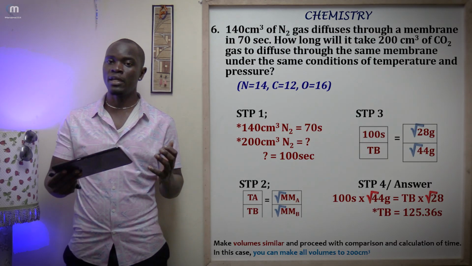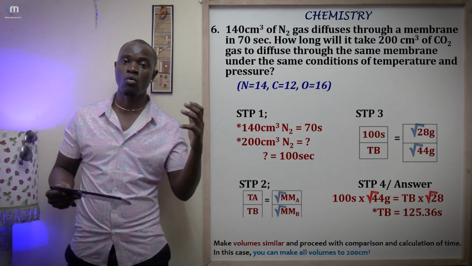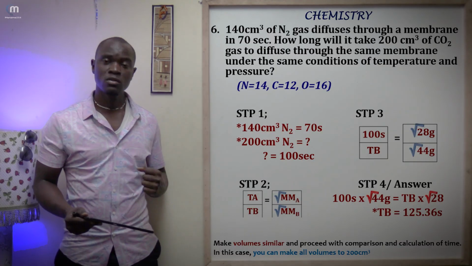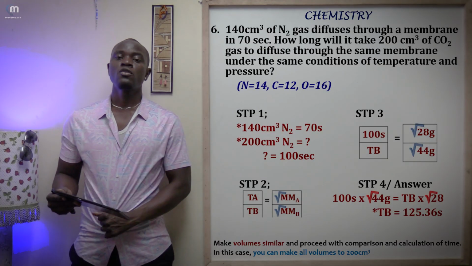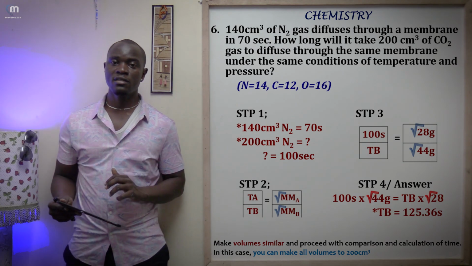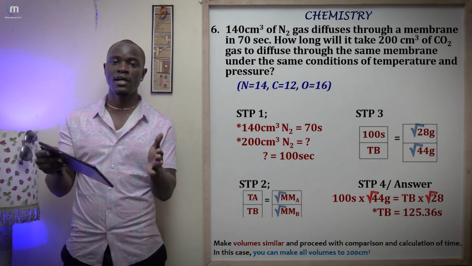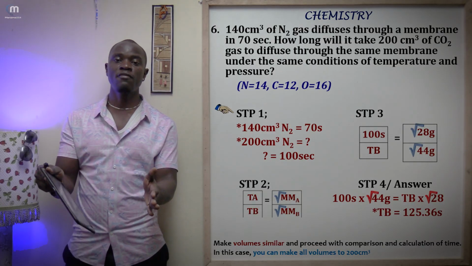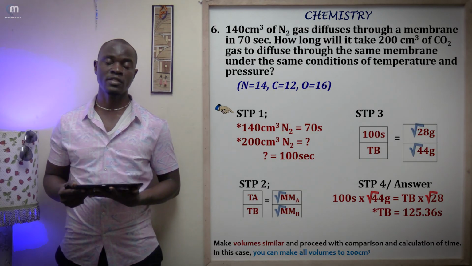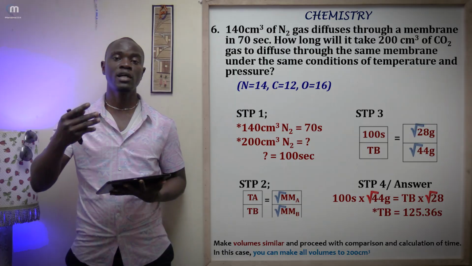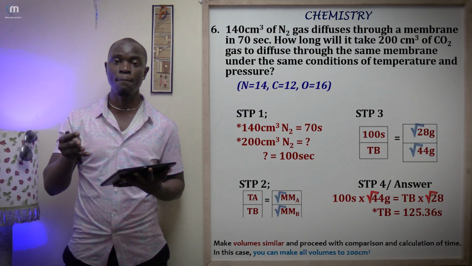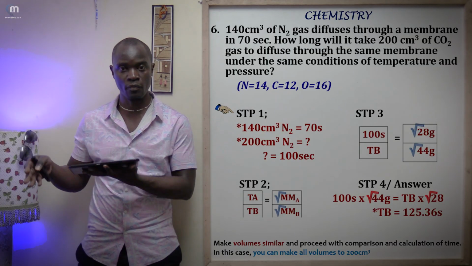But the nitrogen we have been given is 140 centimeters cubed. So what do you do in this case? The safest thing to do is to bring this nitrogen gas volume to the same volume of what you have been asked for, carbon dioxide. So make the volumes similar before applying Graham's formula.